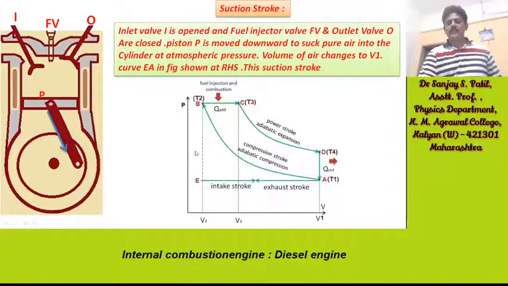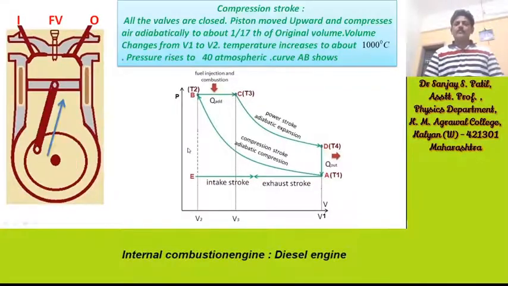This is curve EA. Now we will talk about the compression stroke. All the valves are closed. The piston moves in the upward direction and compresses air adiabatically to about 1/17th of the original volume. Volume changes from V1 to V2 as you can see in the right hand diagram. Temperature increases to about 1000 degrees centigrade. Pressure also rises to 40 atmospheres. This is shown with the curve AB in this diagram at the right hand side.